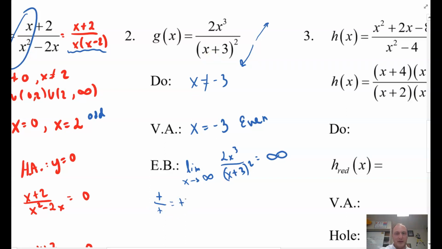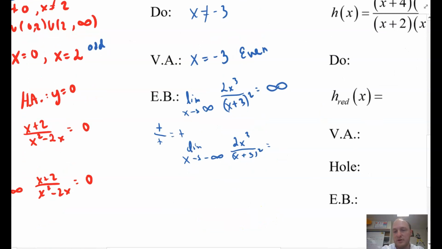And then last but not least, we'll talk about negative infinity. So we get 2x cubed over (x + 3) squared, and in this case, if I plug negative infinity into the denominator, that's going to be positive, but the numerator is going to be negative, so this is going towards negative infinity.